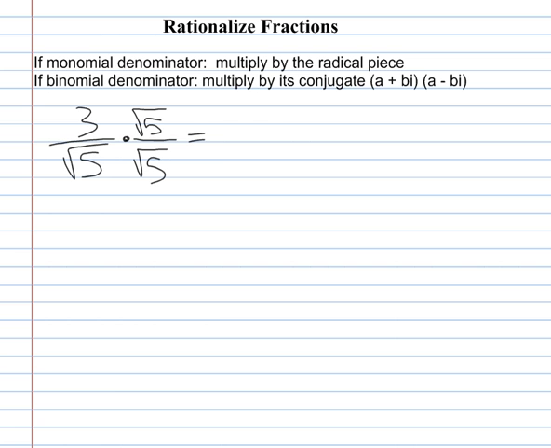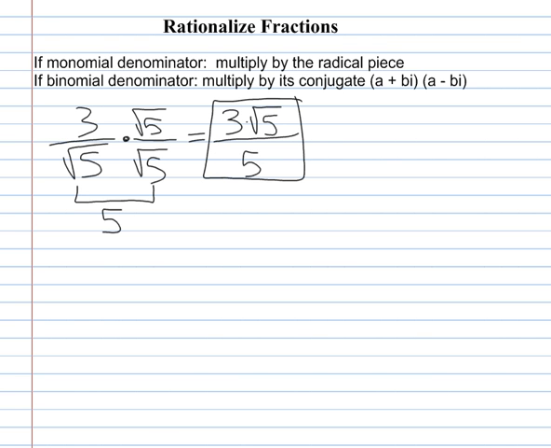And that works because whenever we multiply a radical by itself, the radical piece drops off and we're left with just the integer. Radical 5 times radical 5 is non-radical 5. And then our numerator here would just be 3 times radical 5. If we could reduce the 3/5, we would. If we could simplify the radical 5, we would do that as well. That's how it works if you have a monomial.